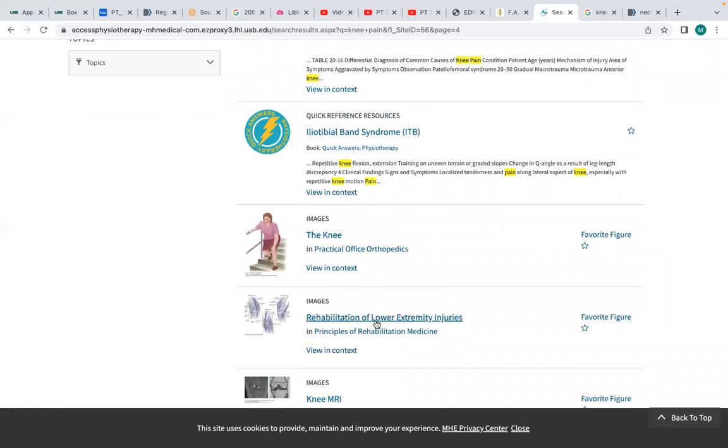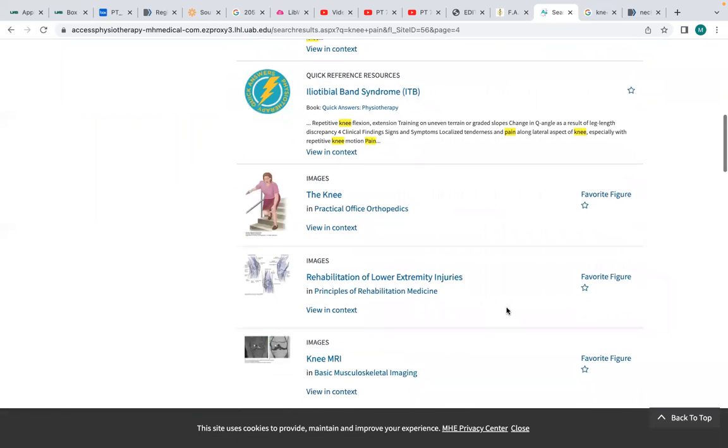I found this rehabilitation of lower extremity injury. So I had to search for a while. And again, right now, I'm not looking for articles. I'm just trying to find some information, some options on what type of treatments are usually used to treat knee pain, just so I can get some ideas to try to find some articles. So I looked here and I got some ideas on some things.